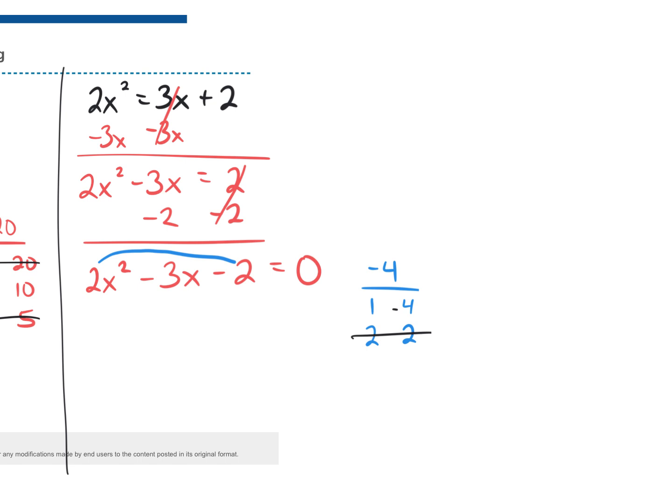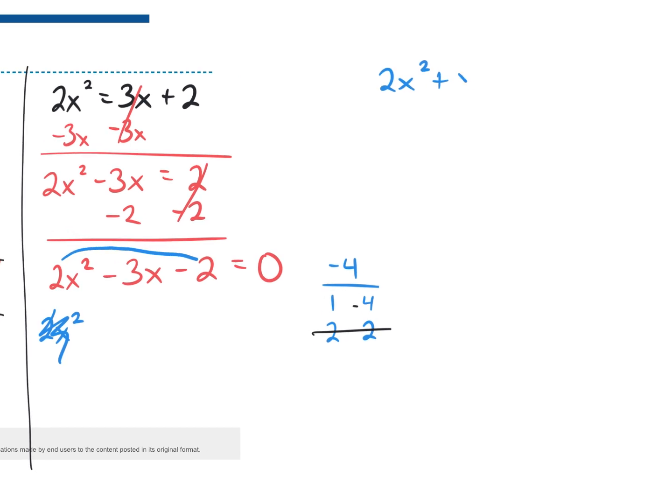Yep. So now we're going to rewrite. Can I just write the factors as my answer? No, you have to write 2x squared. Yep. I have 2x squared. I'm going to move up here. 2x squared plus 1x minus 4x. We're missing one more thing. Minus 2 equals 0.